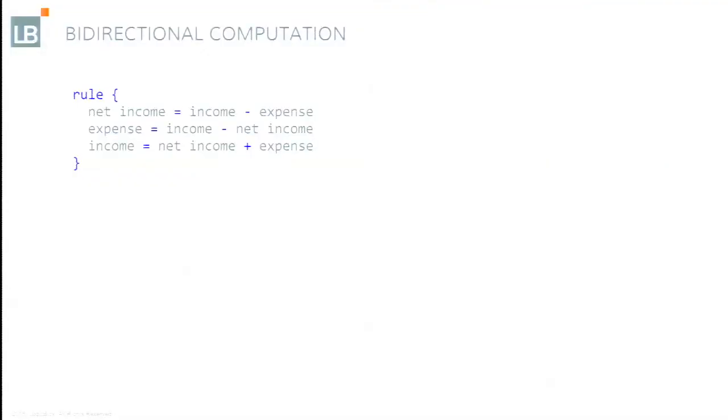All right. So bidirectional computation, as I showed you in our little demo, is very useful when users want to actually edit the computed values. This set of rules says net income is a computed value. It's computed by income minus expense. But I'm going to give you 2 ways to inverse that computation. One is expense is equal to income minus net income, and the other one is income is equal to net income plus expense. You might say, well, these are kind of obvious. Why do you even need the users to write them?